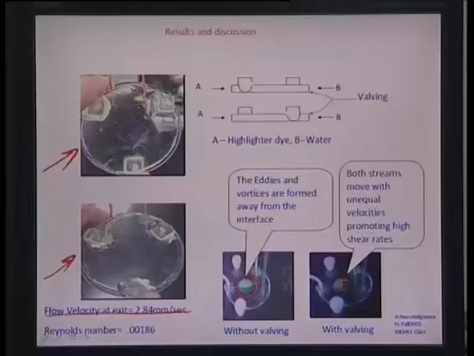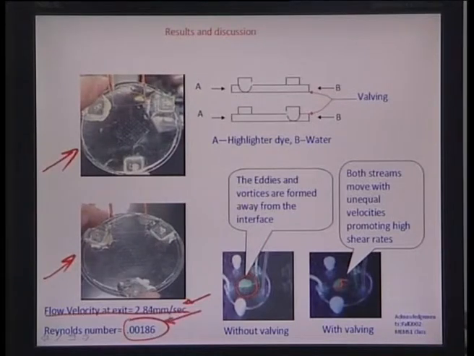One is the flow velocity at the exit is roughly about 2.84 millimeters per second. That is how it was defined, and corresponding to that the Reynolds number was really low, about 0.00186. So this is without valving, and this is with valving. The other two designs also were evaluated.